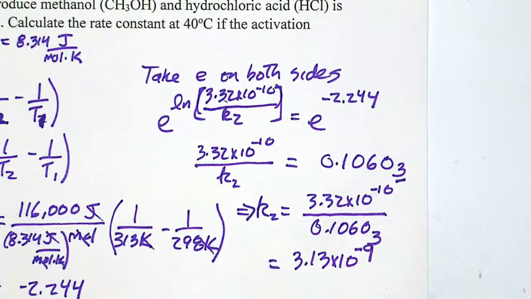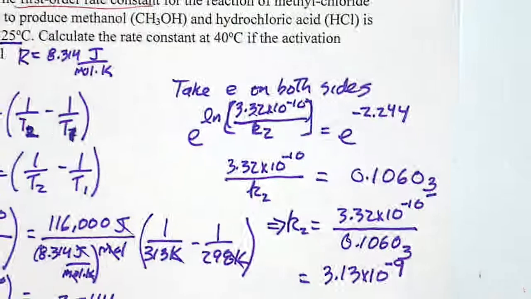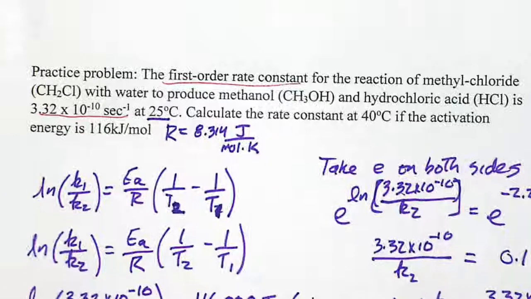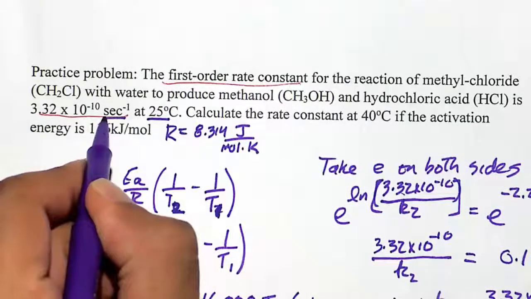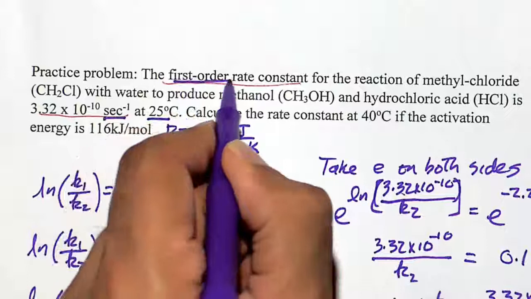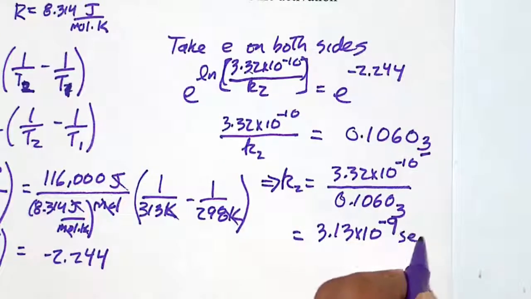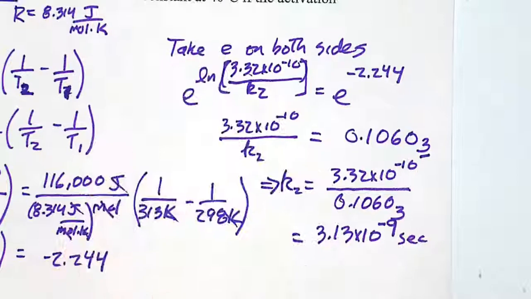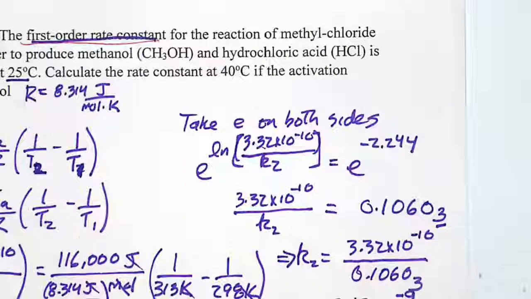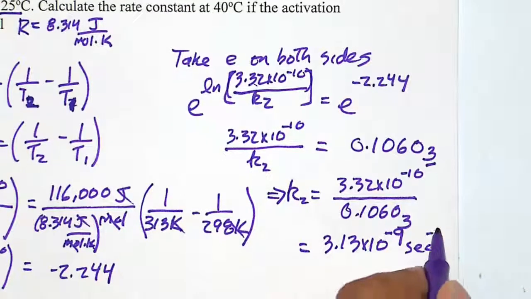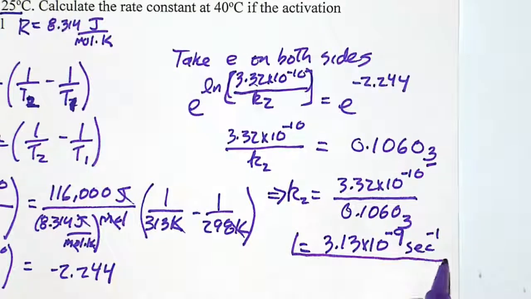Let me be cognizant of my units. My units for my rate constant as quoted here are seconds to the minus 1. That is to be expected for a first order rate constant. So at that temperature, my rate constant is 3.13 times 10 to the minus 9 per second.